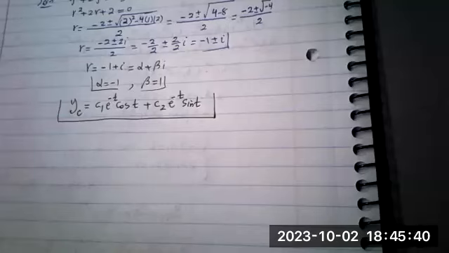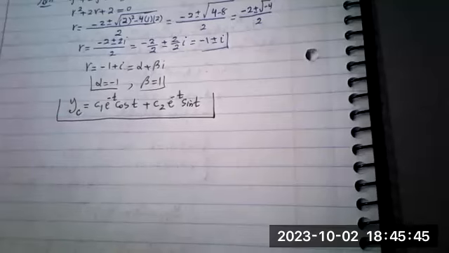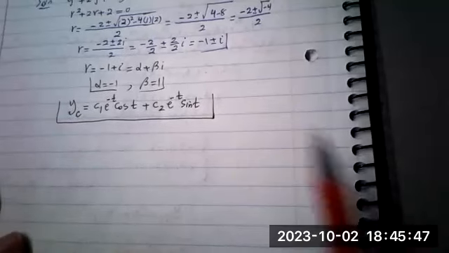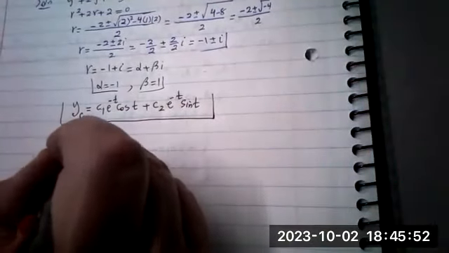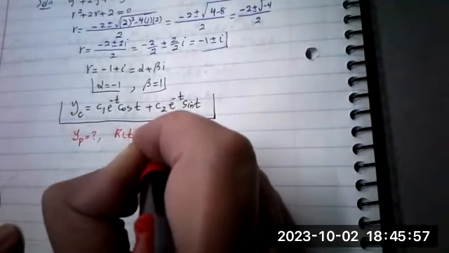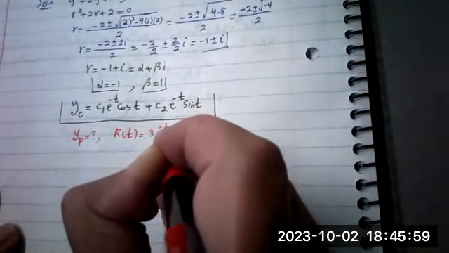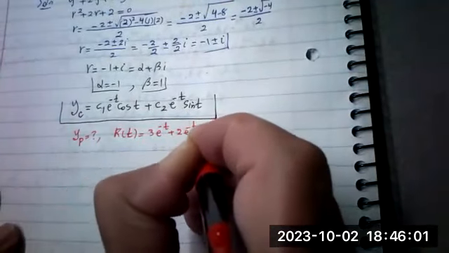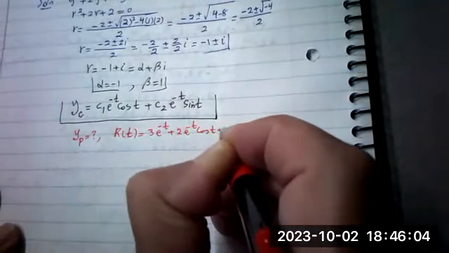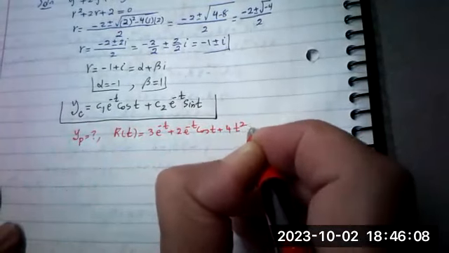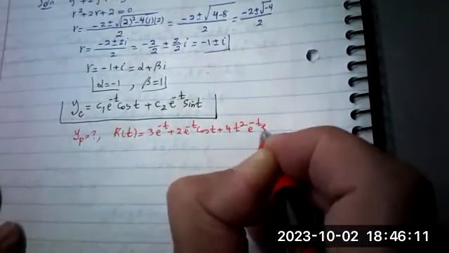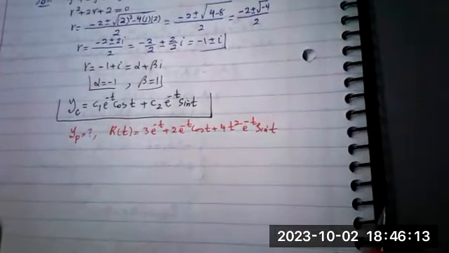Okay, now what is going to be your yp in this case? We have three cases. We can compare them together. This is going to be your r of x. You want to find the yp. So r of x, or r of t in this case, is 3e to the negative t plus 2e to the negative t cosine of t plus 4t squared e to the negative t sine of t. This is going to be the case that we have.